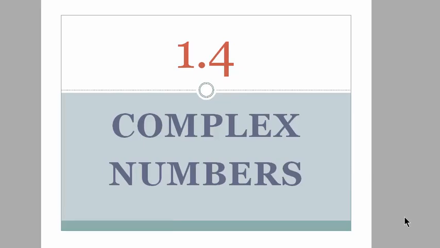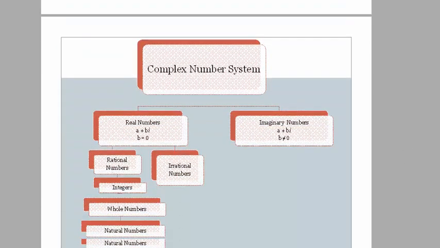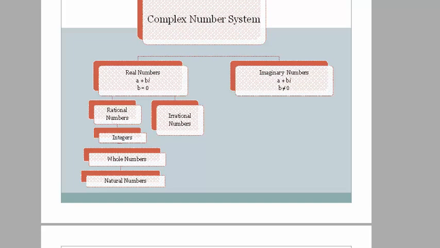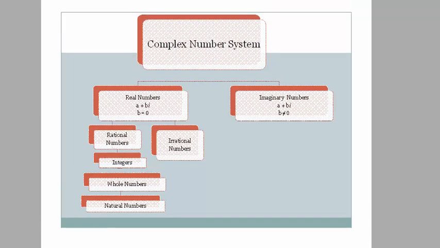All right, we're going to talk about complex numbers. First thing that we want to do is look at our complex number system. So here's our complex number system. Here are our real numbers: rational, irrational, integers, whole numbers, natural numbers, and then our imaginary numbers.